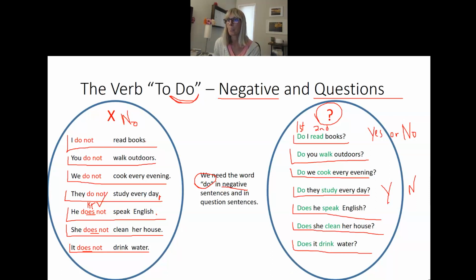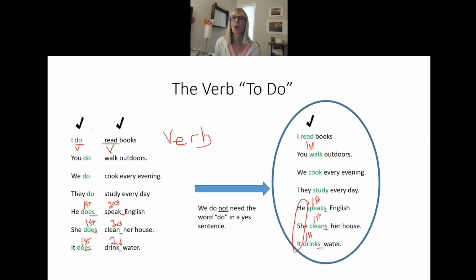Okay? And so my first verb needs S. Does he? Does she? Does it? To form the question, I am taking do and I'm moving it to the beginning of the sentence. Do I read books? Do you walk outdoors? So in our yes sentences here, I move my do, and this will make a question.